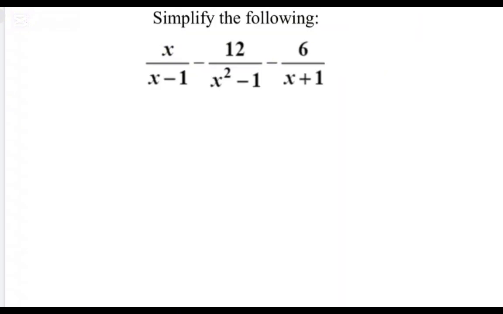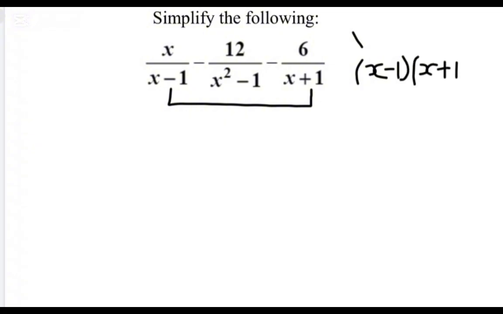So here's our last example. How can we simplify this one? To simplify this one, guys, you can apply the same technique that we did in the last one. We can take the smaller variable compared to what is here, and multiply them together. When you multiply this together, we're going to have x minus 1 and x plus 1. So this is our LCD here.